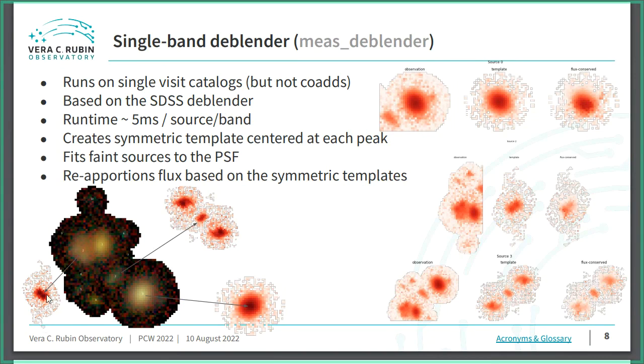We see for source 2, the peak was actually probably two objects. This is probably one of these undetected blends. You can see that in the symmetric template because there seems to be a peak on both sides of where the actual peak in the catalog was detected.